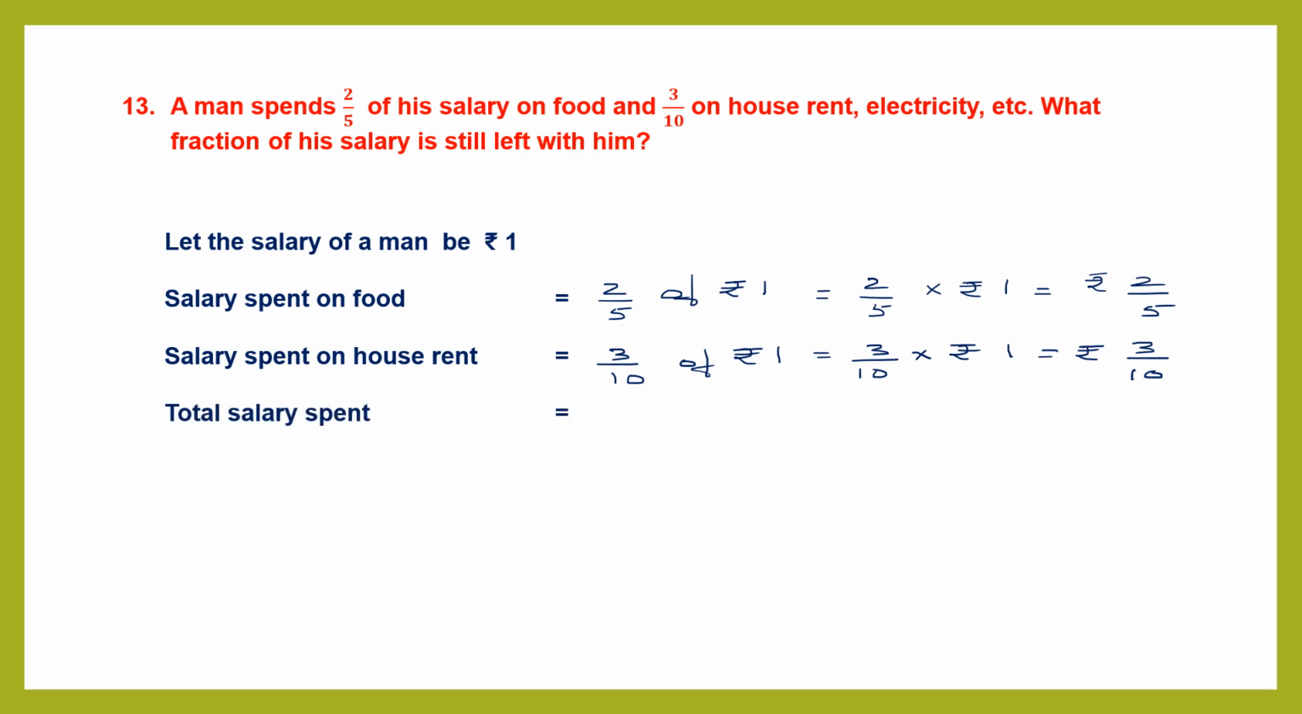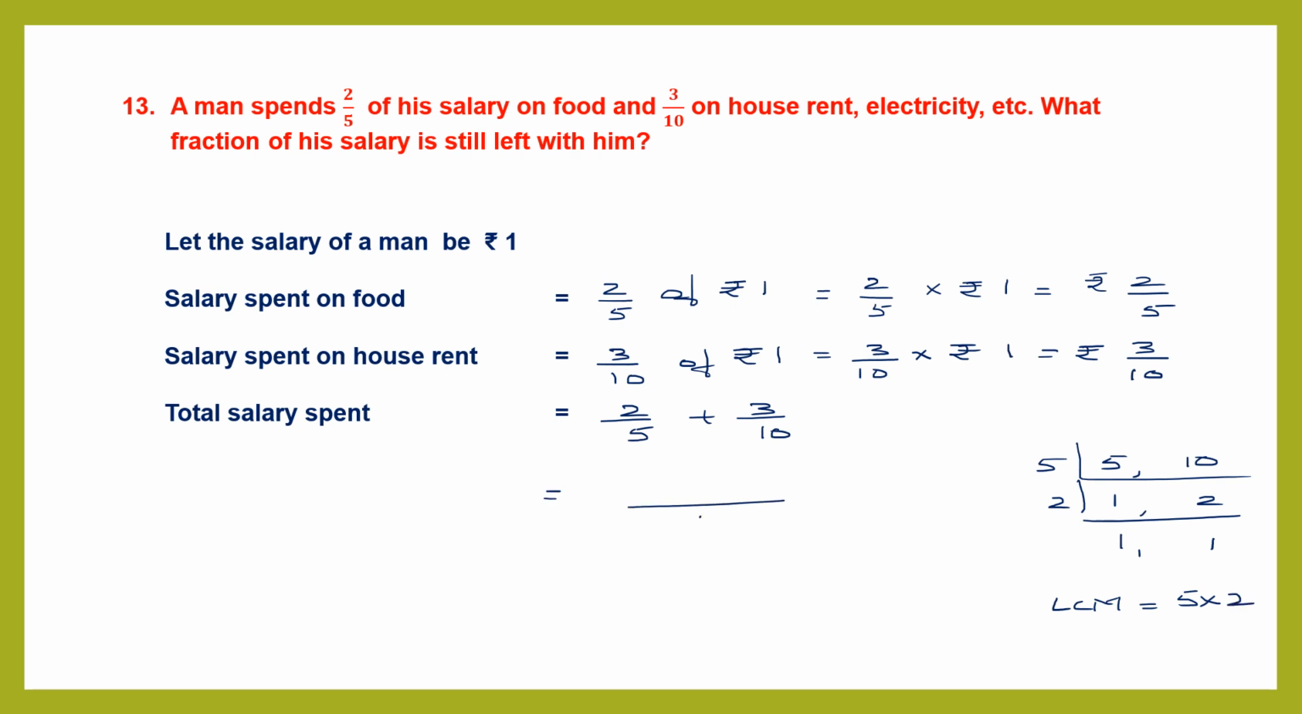Now the total salary spent will be 2 by 5 plus 3 by 10. This will be the total salary spent. Now 5 and 10 denominators are different, so let's find the LCM. So let's begin with 5. 5 ones are 5, 5 twos are 10. We continue with 2, 1 and 1. So what is the LCM? LCM is 5 into 2 and 5 twos are 10. So this will be, denominator is 10.